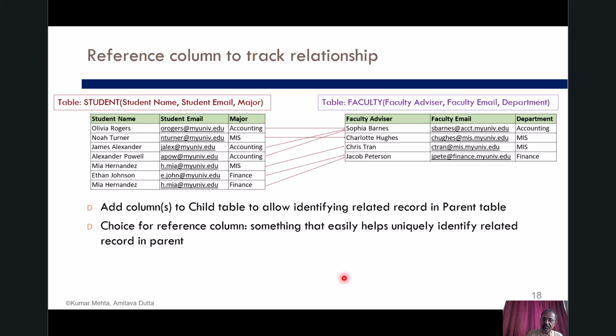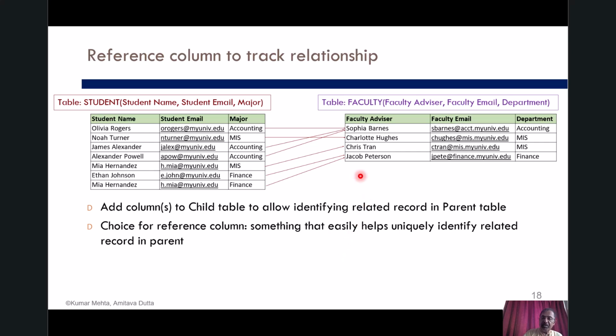So now that we have identified the fact that there's a parent-child relationship between the faculty and the student in this example, how do we actually implement the relationship? Here in this slide, we have shown the relationships by these straight lines. Obviously, to implement it in the database, we can't draw lines in a relational database. But how do we implement it? We implement the relationship by taking some attribute from the parent theme and adding that to the child theme. The choice for a reference column should be something that helps uniquely identify the record in the parent.